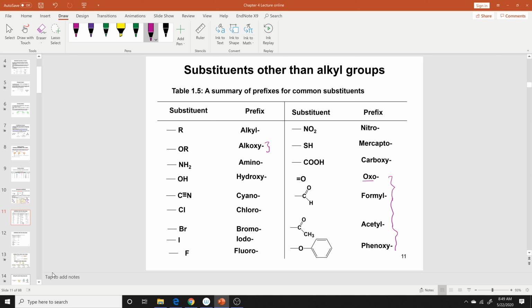Same thing if you have NH2 coming off the chain, you name it amino; OH, you name it hydroxy. All of those are not going to be showing in this chapter. Even these also are not going to be showing in the chapter. What's going to be showing in this chapter is any of the halogens on the alkane chain, and you need to know how to name those. If you have a CN coming off the alkane chain, you need to know how to name those, okay?